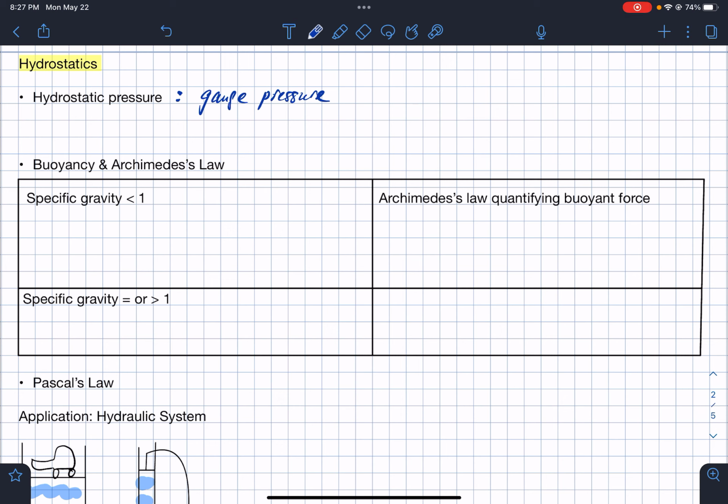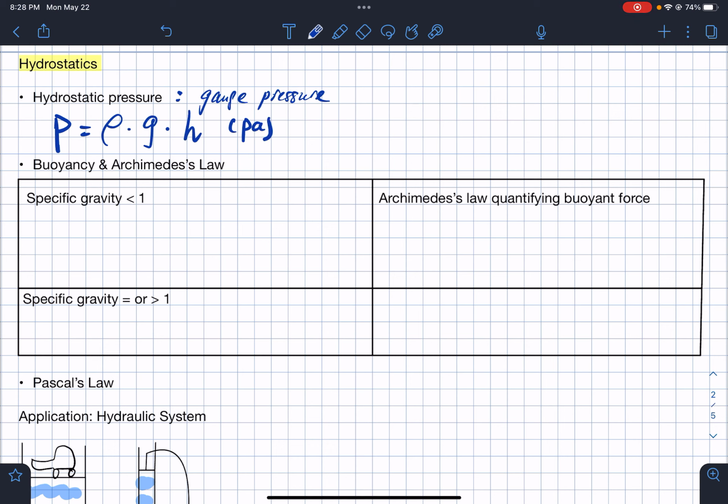Okay, and then to quantify the hydrostatic pressure, capital letter P equals the density of the liquid. The liquid can be water or blood or liquid mercury, right? So the density of any liquid times the gravitational acceleration times the depth of the submersion, okay? And then that will give you a value in units of Pascal, okay?